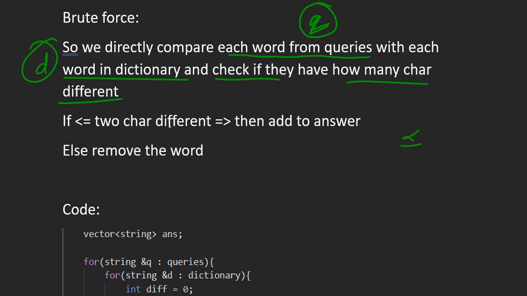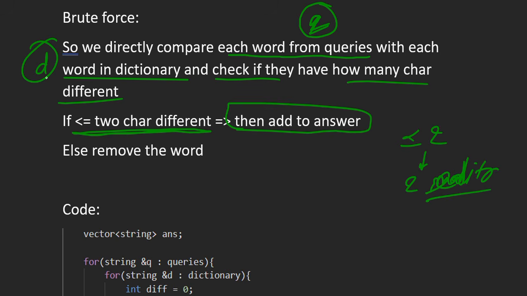If we have less than or equal to two characters different, then we add that word to the answer, because if it is less than or equal to 2, then we can make two edits and convert that word to d. Else we remove the word.